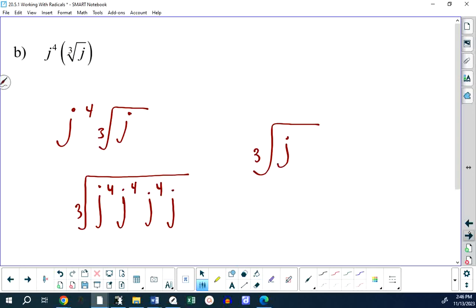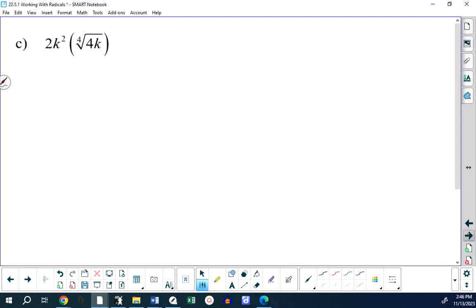I'm going under an assumption here that you understand when you multiply common bases, you add the exponents. Very basic exponential rule from grade 9 and 10. No restrictions because it's a cube root. So who cares about negatives? They'll all work their way out.